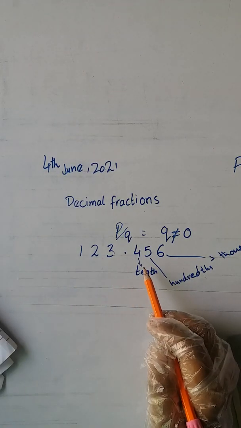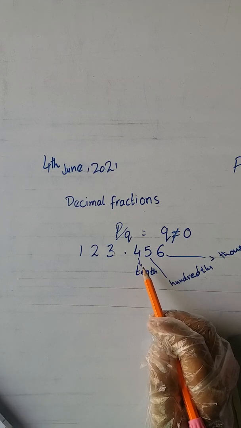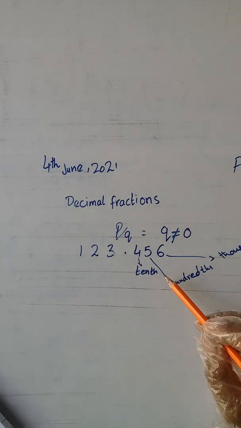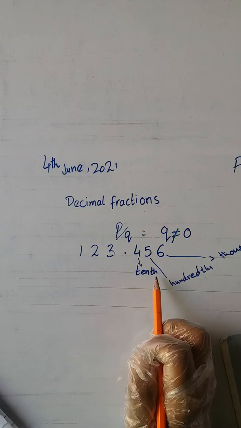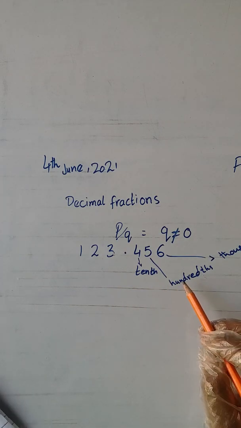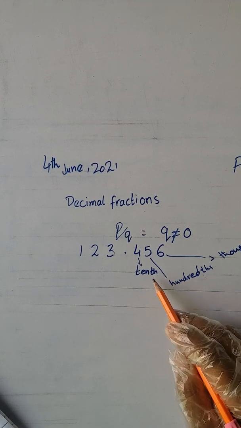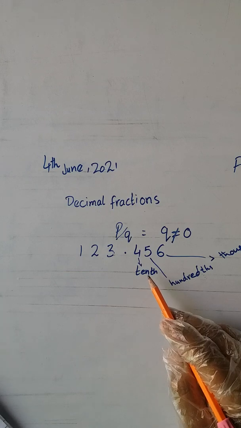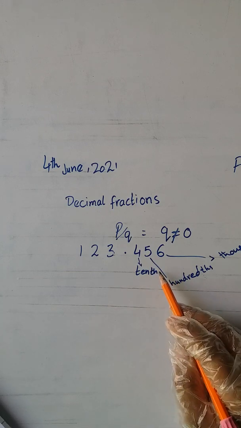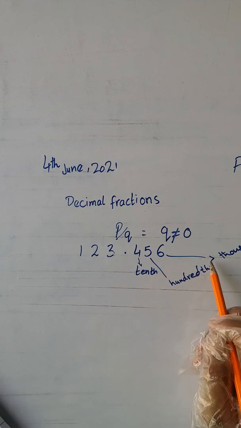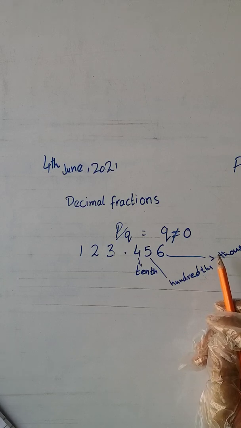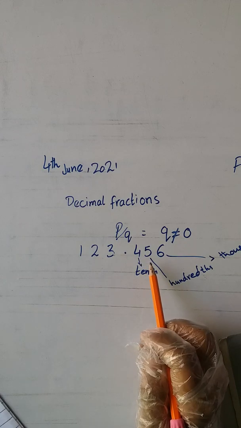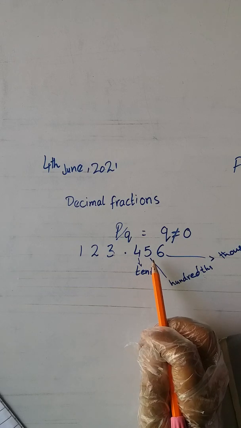The other difference is there is no ones after the decimal point. You can see we don't have ones after the decimal point. It goes right to the tenths. So the 4 is the tenths, 5 is the hundredths, and 6 is the thousandths. It's the same counting, skipping the ones, and we add th.